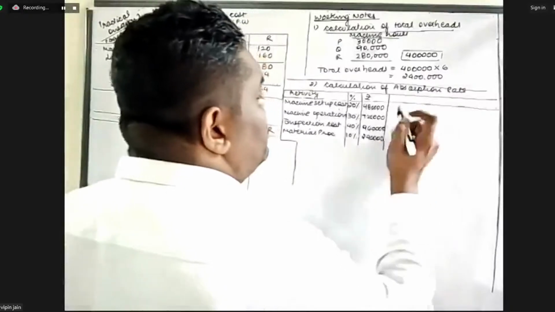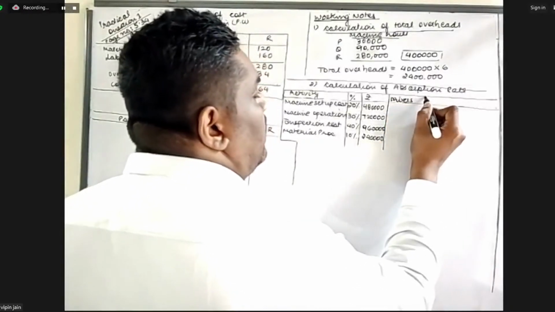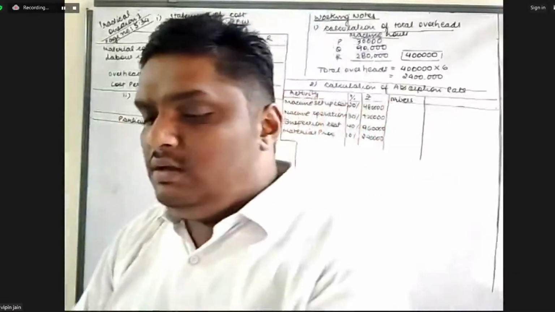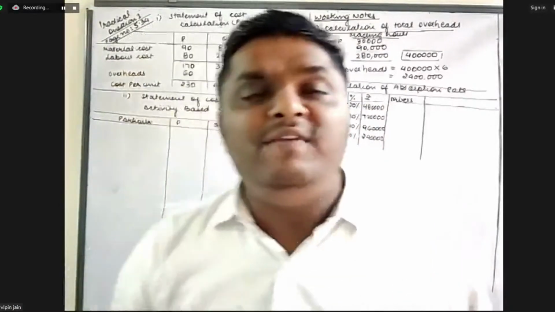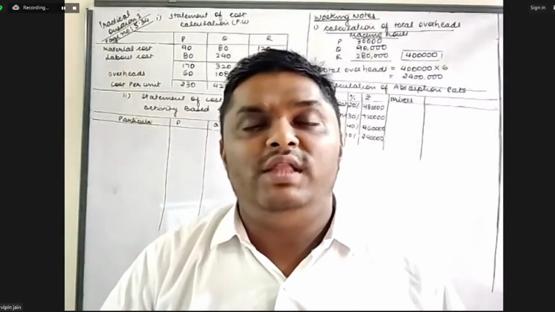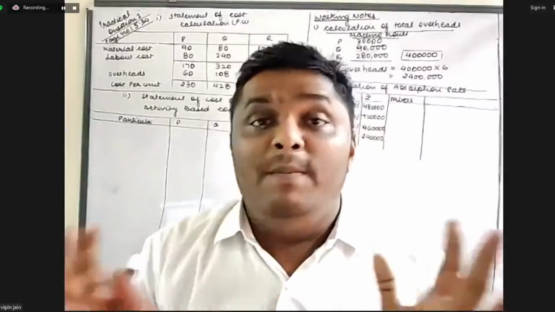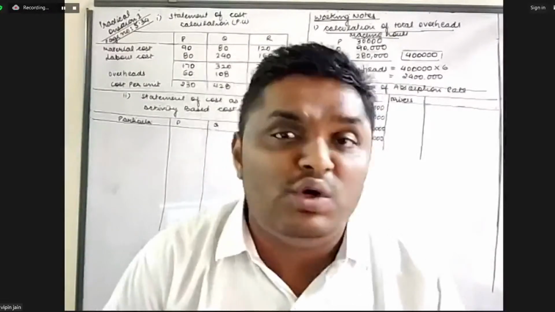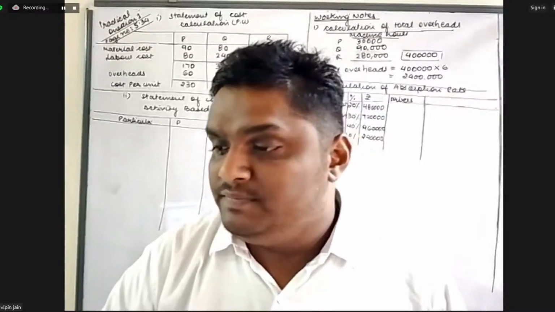When talking about the basis of absorption, we call it cost drivers. Now, in the previous question, the information was clearly given that this activity will have this cost driver. But in this question, no information is given as regards which activity will have which cost driver. So we have to identify the cost driver for every activity.